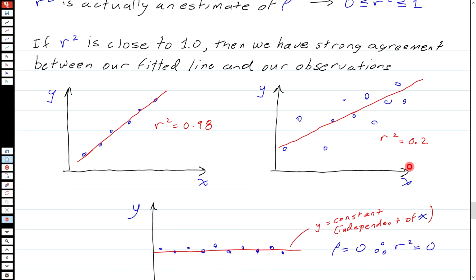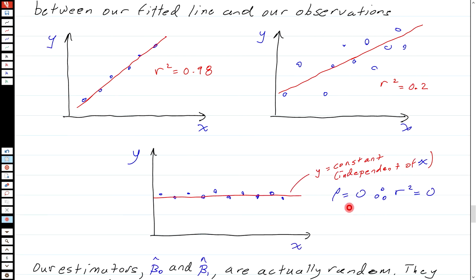And just as we had for the correlation coefficient, even if the line is close to the observations, if it's flat, that means that the line of best fit is a constant which is independent of x. And if it's independent of x, then our correlation coefficient is 0, and that also means r squared is 0. So r squared isn't just telling us how close we are to the points, it also tells us how linearly dependent x and y are. And if they're not, then this becomes 0.